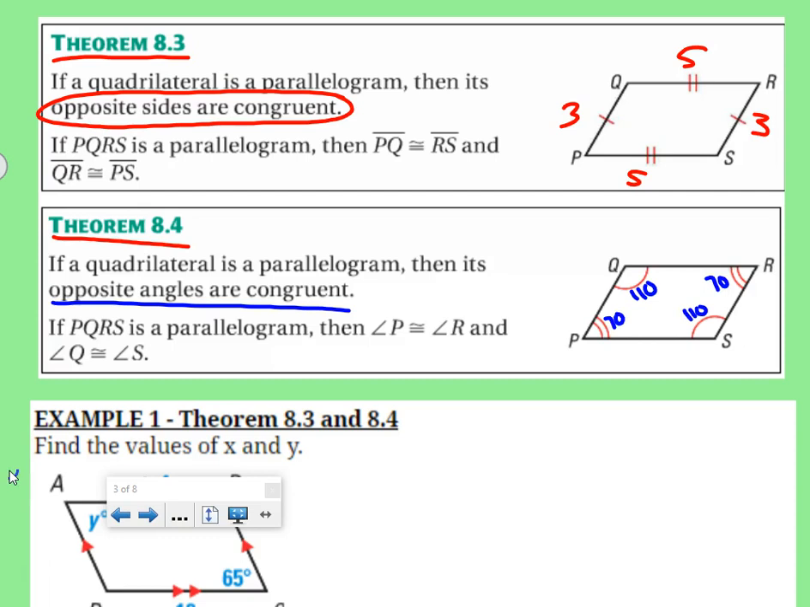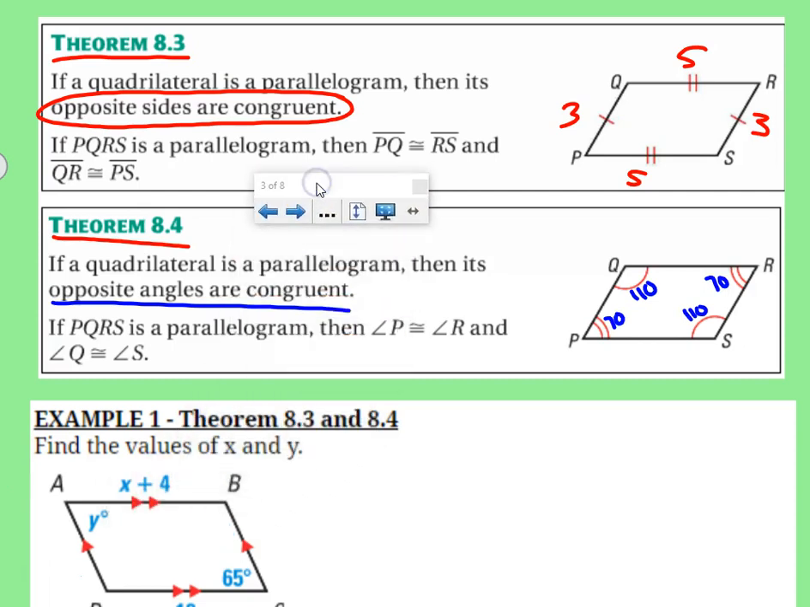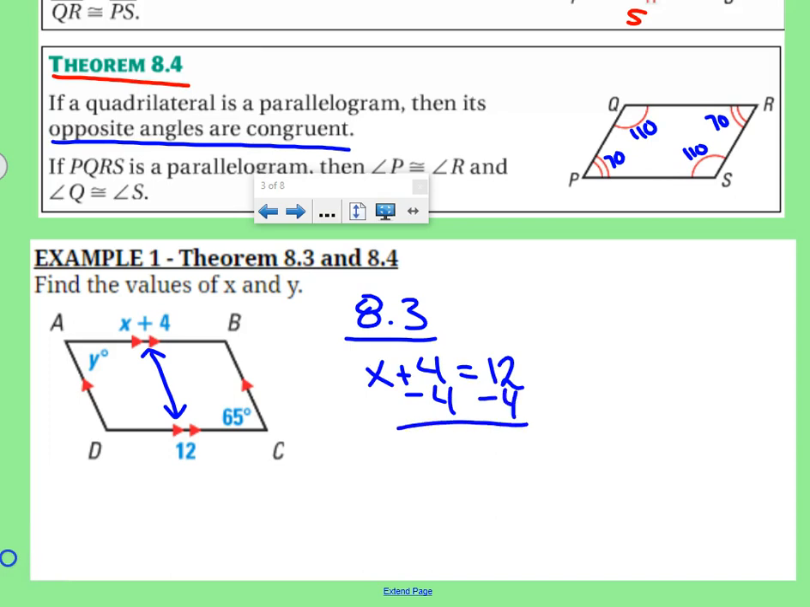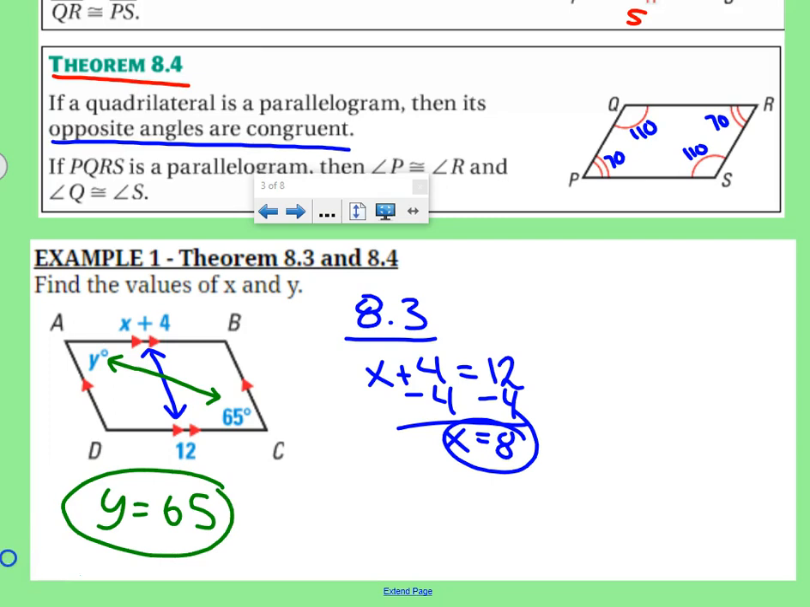All right. So example 1, we're going to use Theorem 8.3 and 8.4. Find the values of x and y. Well, we start with x. We can use the fact that opposite sides are congruent from Theorem 8.3 and set x plus 4 equal to 12. Minus 4 on both sides, and x equals 8. To find y, we can use the fact that opposite angles are congruent, so we can set y equal to 65, and that solves it. Y is equal to 65 degrees.